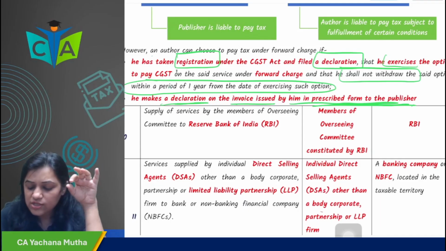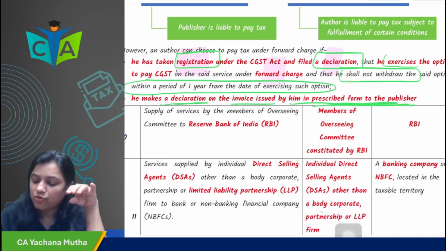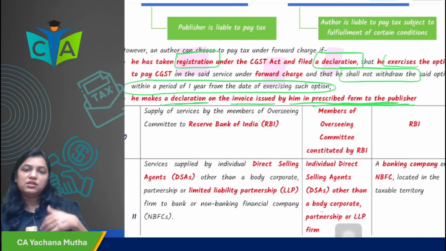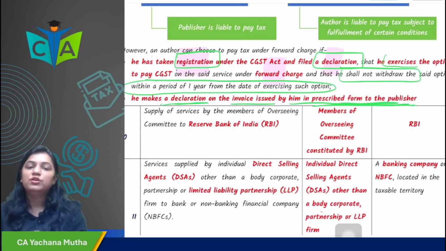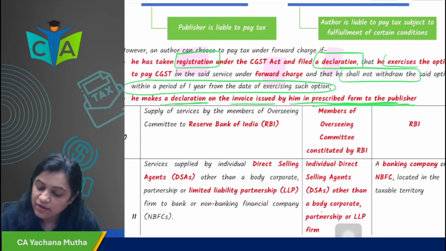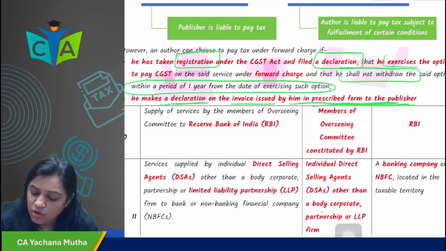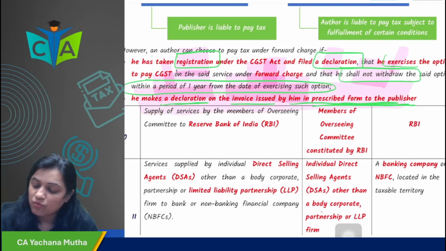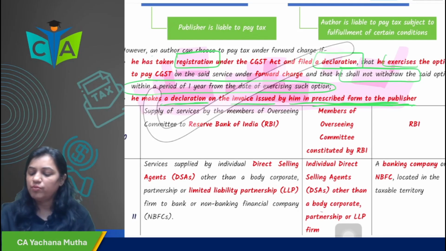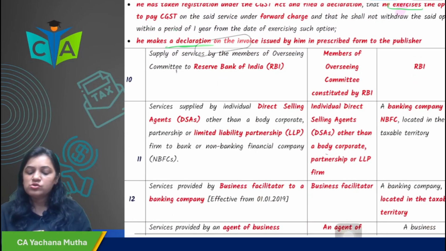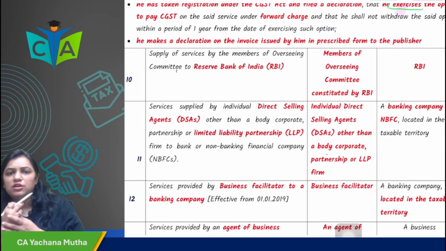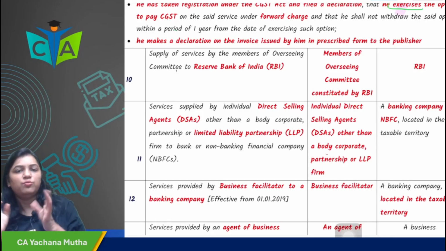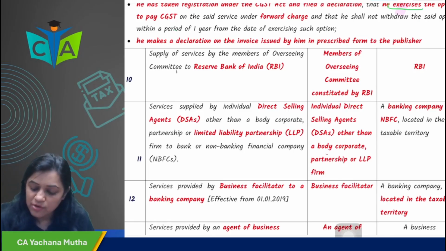Okay. So he has to take a registration and make a declaration that he is charging on forward charge. Obviously, in this case, the other party, the publisher, should know that he is charging under forward charge. So he has to declare that he is exercising the option under forward charge and will not withdraw it for a period of 1 year, and he has to make the invoice declaration on all invoices issued by him to the publisher. So this is in case of an author. In the exam, if the question comes, you have to write both the possibilities.